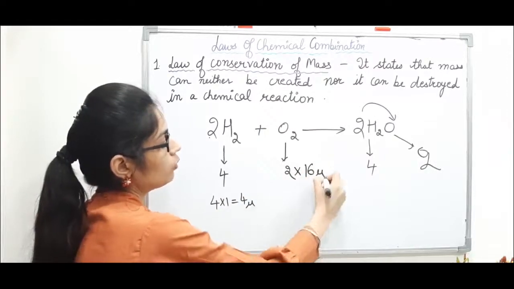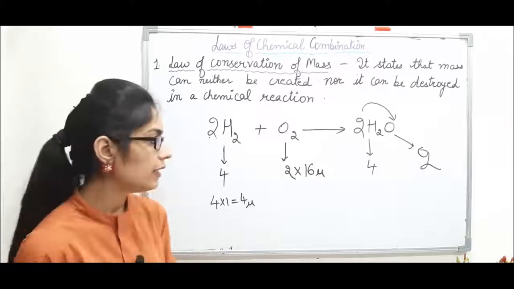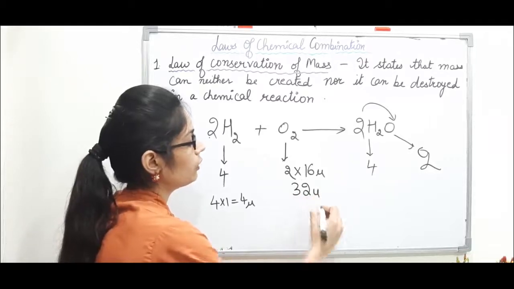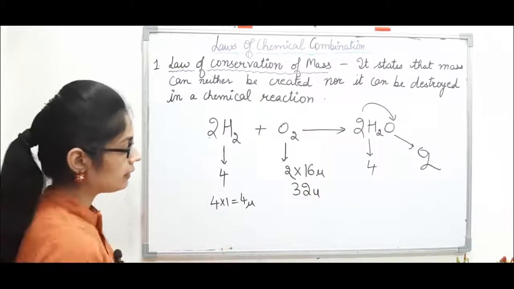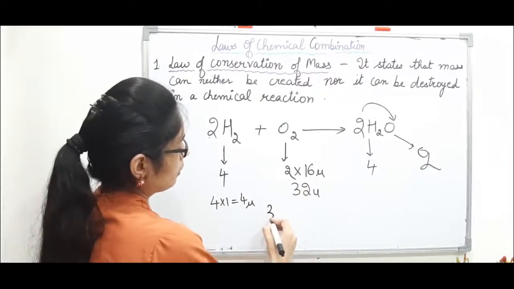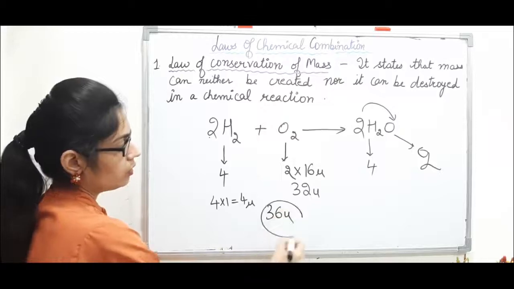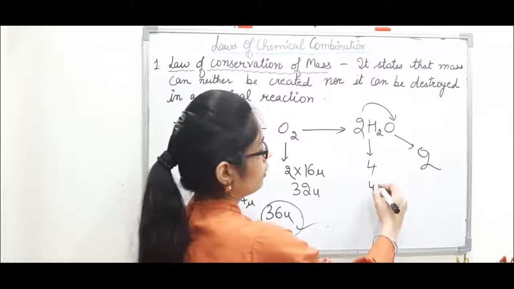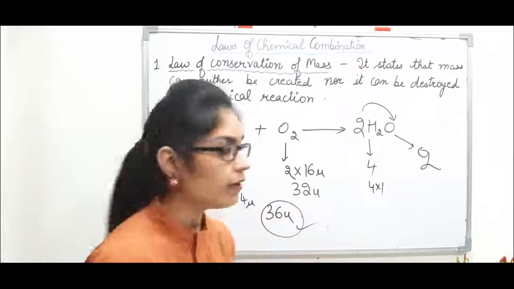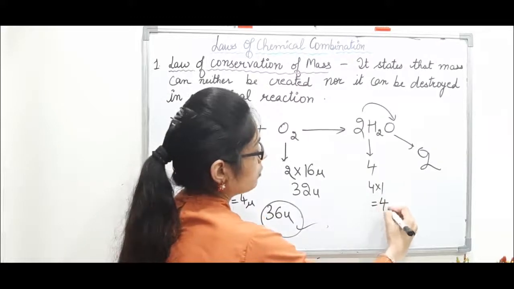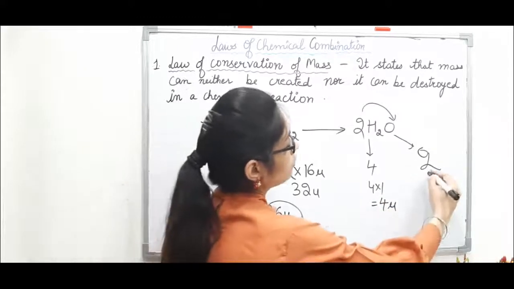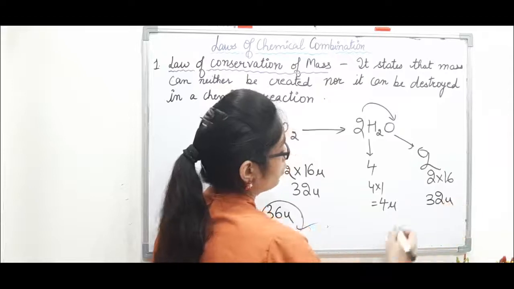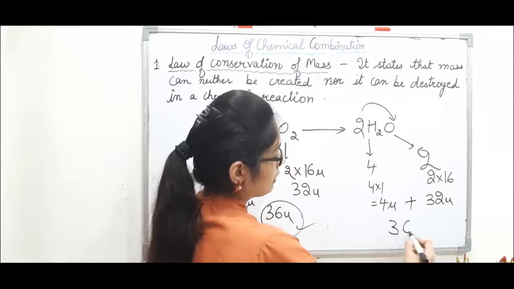Similarly 2 into 16 U, because mass of 1 atom of oxygen is 16 U, and mass of 2 atoms of oxygen will be 2 into 16, which is equal to 32 U. Now we can add these: 4 plus 32 equals 36 U. So total mass of the reactants is 36 U, and here also we can check. 4 into 1, because 4 atoms of hydrogen we have, which means 4 U, and mass of 2 atoms of oxygen is 2 into 16, which is again 32 U. 4 plus 32 is 36 U.